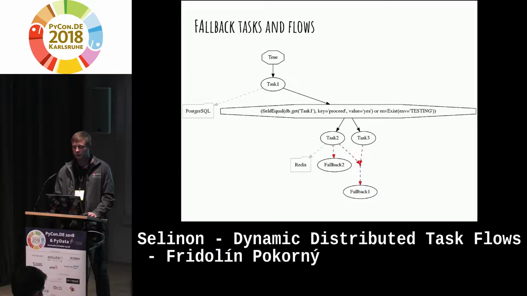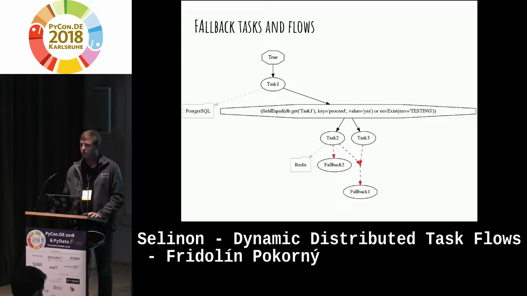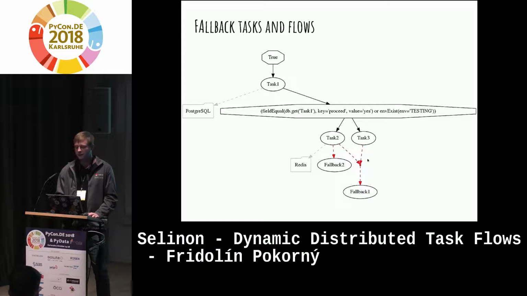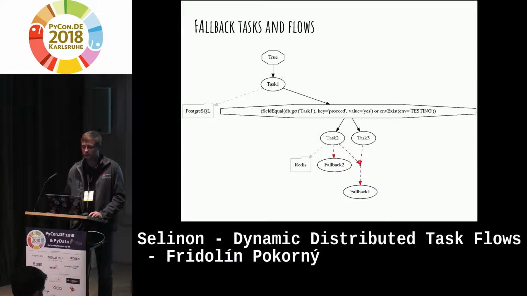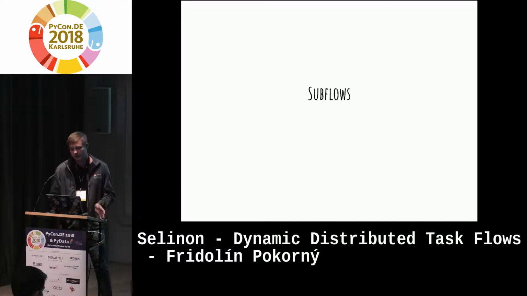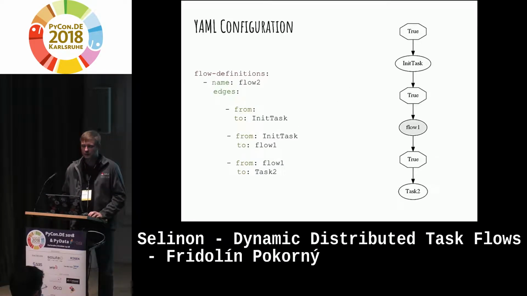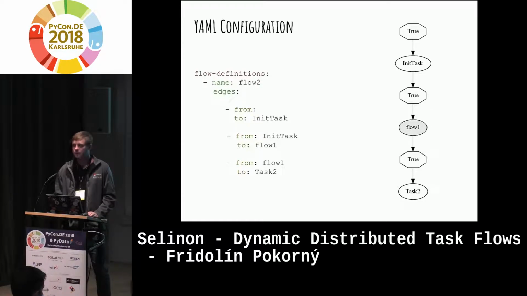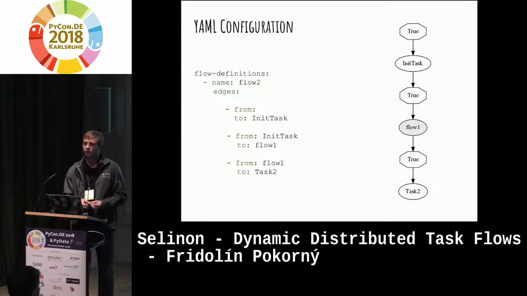With new Selinon, you can also apply conditions. So these edges also have conditions, meaning a fallback task or fallback flow is executed conditionally, as in the main flow. I stated something like subflows or fallback flows. So what does it mean? Basically, Selinon does not strongly distinguish between tasks and flows. So they share a namespace. And if you define a flow, it can become a node in the graph.